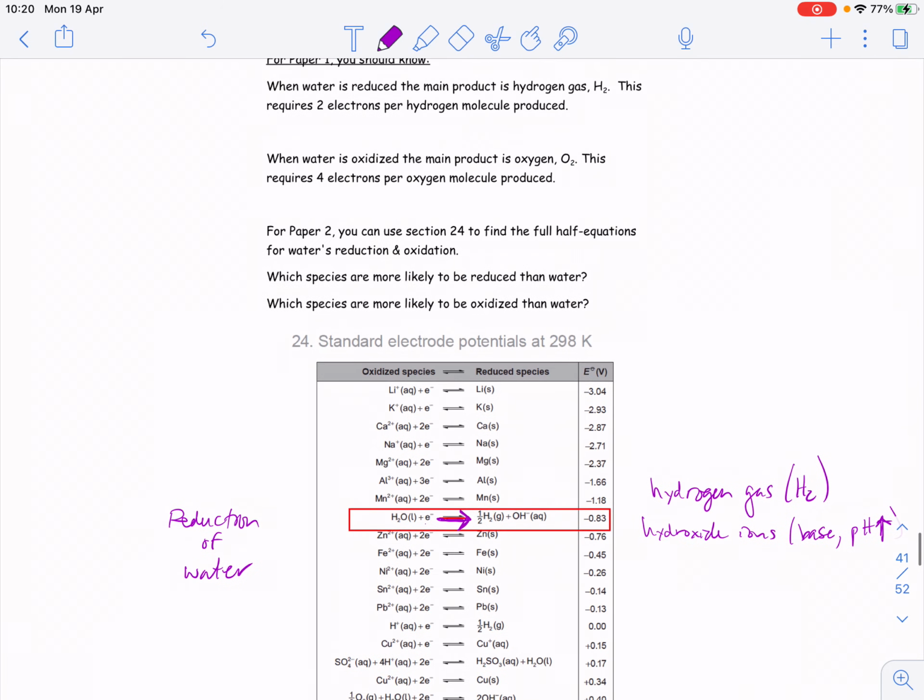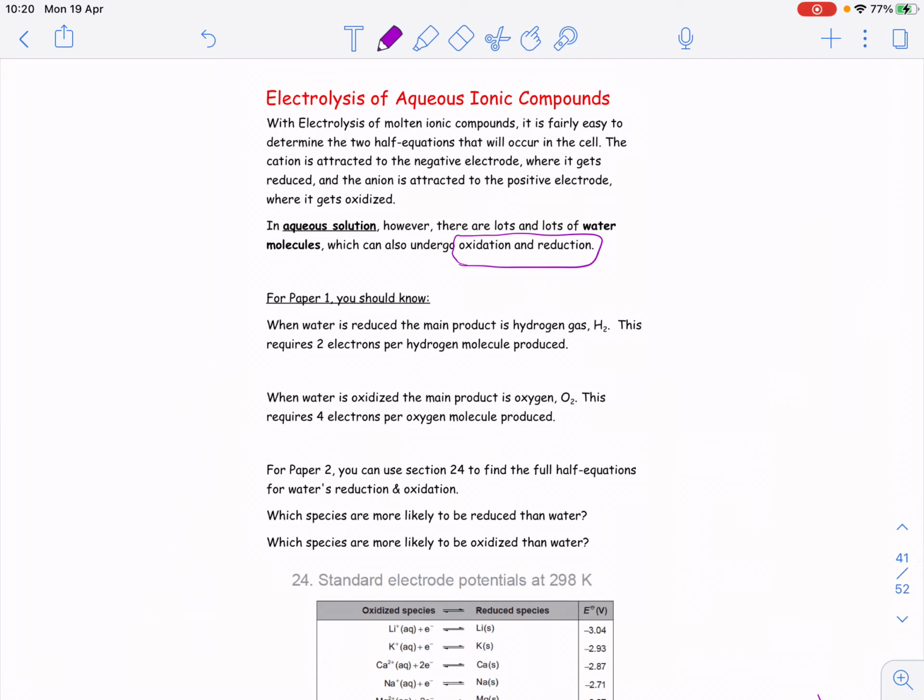So the nice thing, though, is that if you know your old definitions of oxidation and reduction, it's pretty easy to remember what the products are. The old definition of oxidation had to do with oxygen, or gaining oxygen, and the old definition of reduction, one of them, is gaining hydrogen. So the nice easy thing to remember is that when water gets reduced, the main product is hydrogen. So when you think of reduction, one of the things you should think of is hydrogen, and that conveniently is the product formed when water gets reduced, the main product.